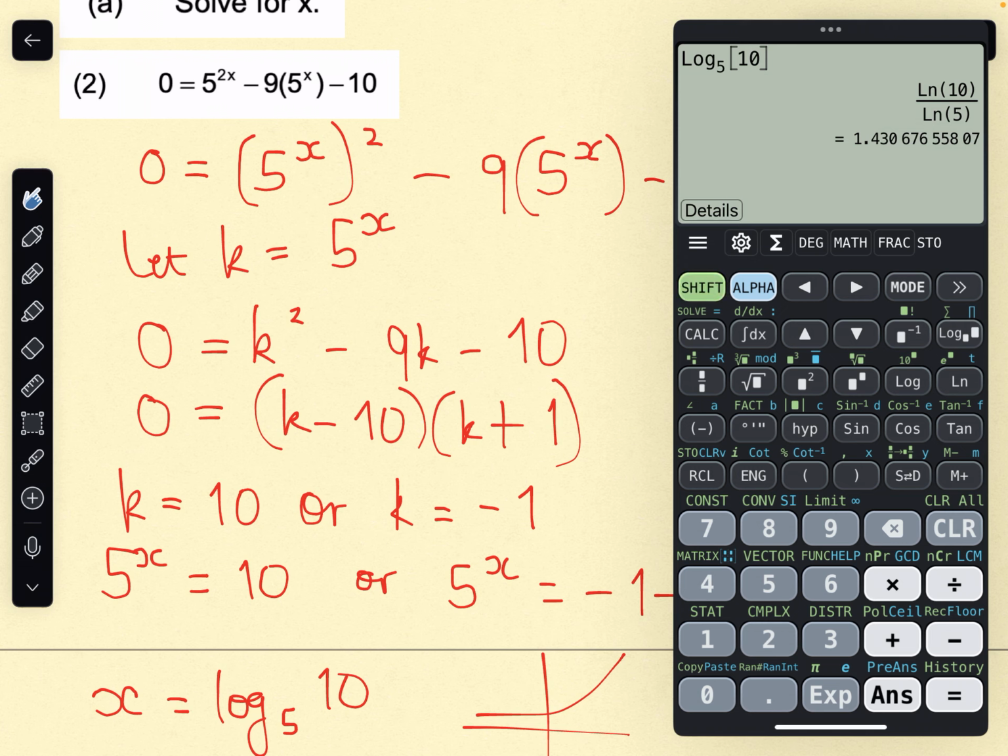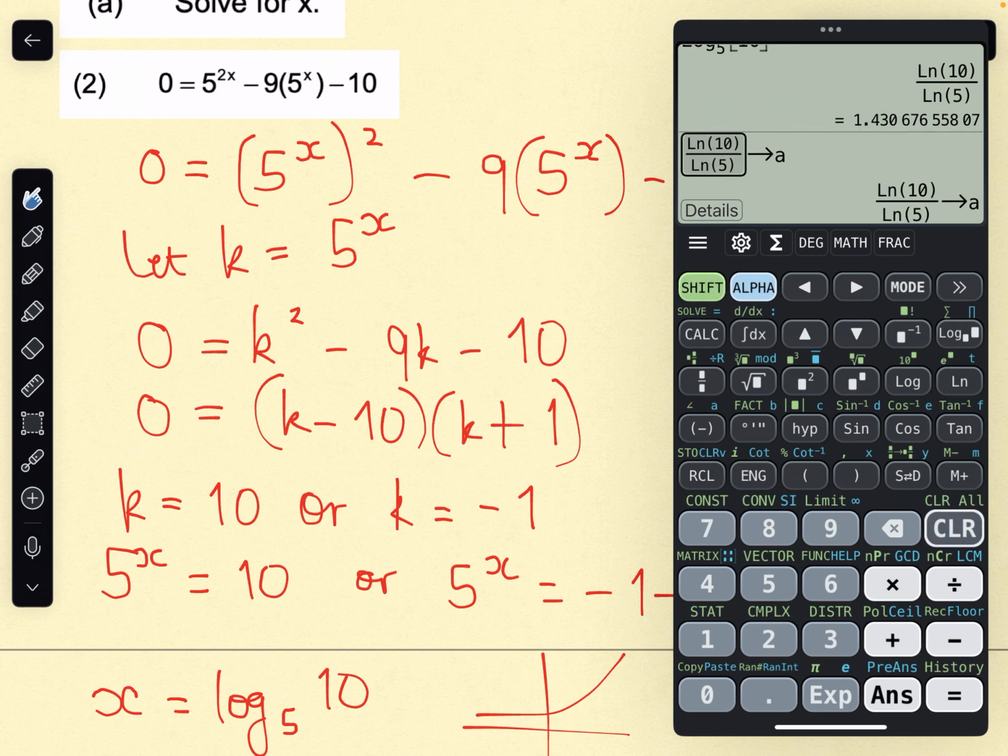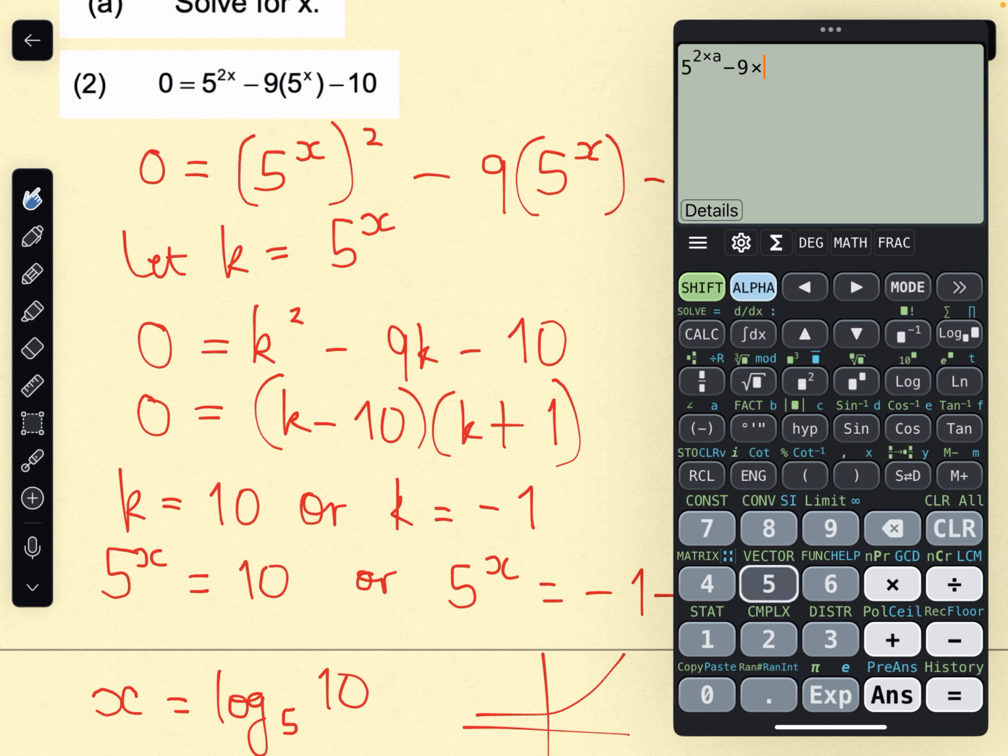Shift store, I'll store it in A. Okay, so we want to say 5 to the power of 2 times A minus 9 times 5 to the power of A minus 10. And we do indeed get 0. Okay, so clearly my rounded number is just too very rounded.